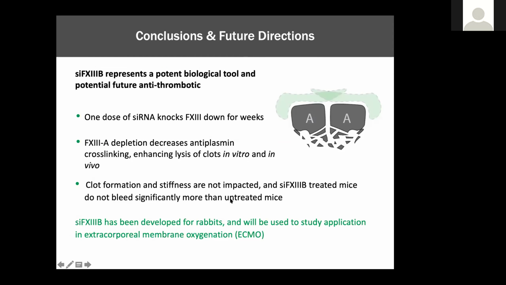Okay, we're running out of time, so maybe I'll just summarize by saying siRNA factor 13 represents a potent biological tool and potential future antithrombotic. This is just a summary of the results I just spoke about. And going forward, we have developed a similar reagent to knock factor 13 down in rabbits, and we'll be using it to study the application of this agent in ECMO. This is a clinical circumstance where patients are at risk of thrombosis, but at the same time at risk of bleeding. So it's a scenario where anticoagulation is difficult to manage.